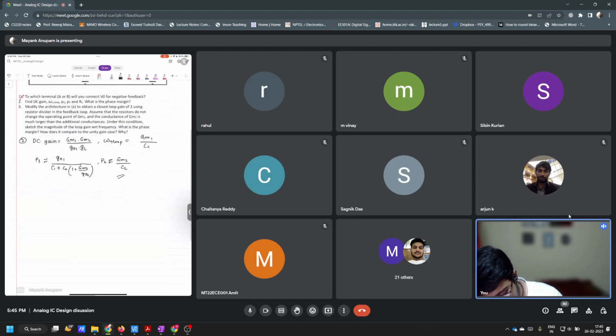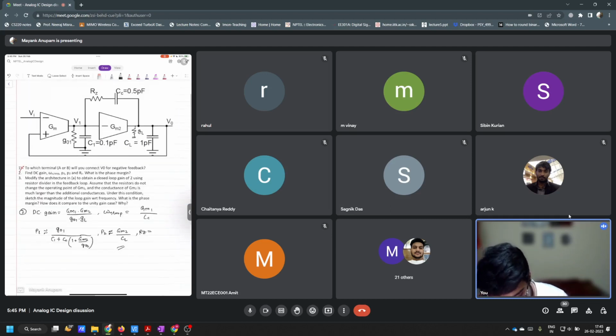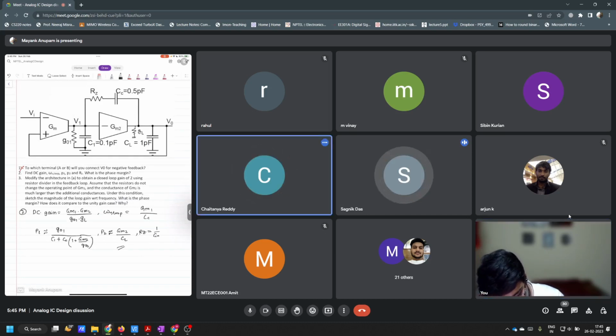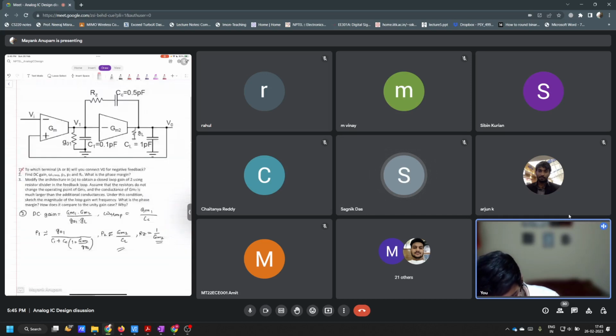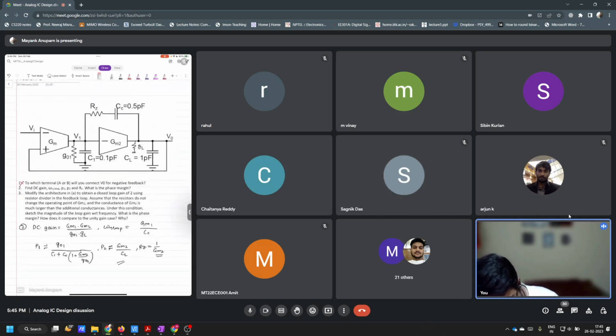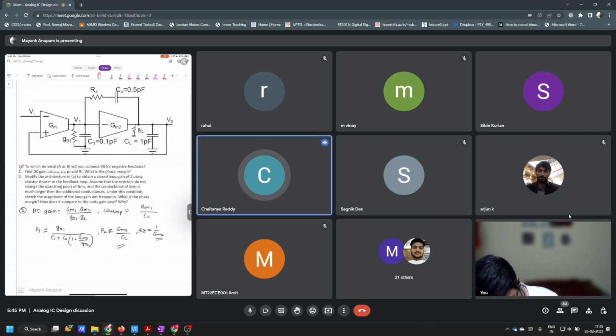So what is RZ here? If you want to cancel the zero, what should the RZ be here? GM2. Correct. Now modify the architecture to obtain a closed loop gain of 2 using resistor divider and the feedback loop. So how will you modify this architecture to get a closed loop gain of 2? Resistor divider of R and R. We can place it between output and the input.